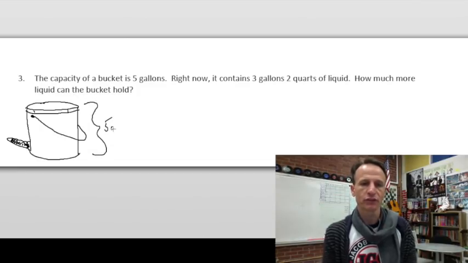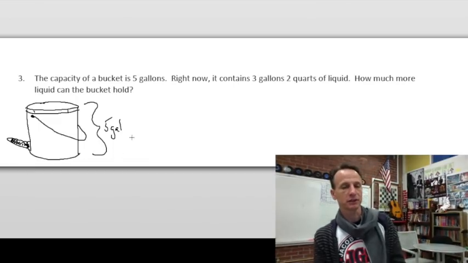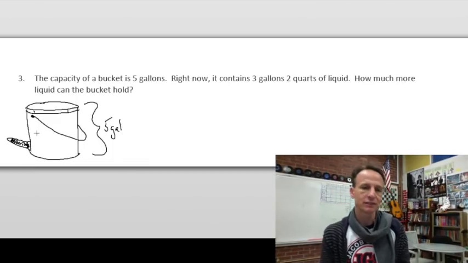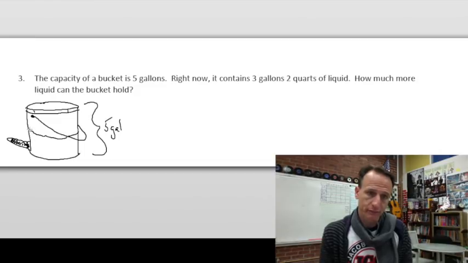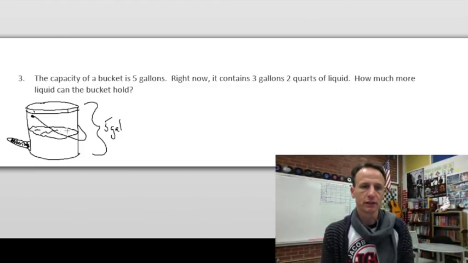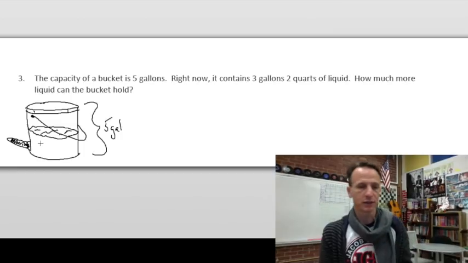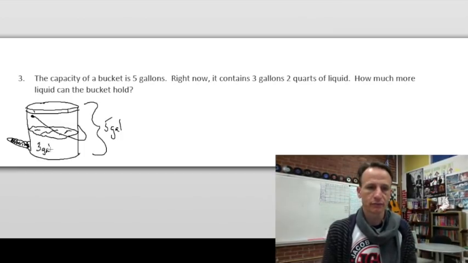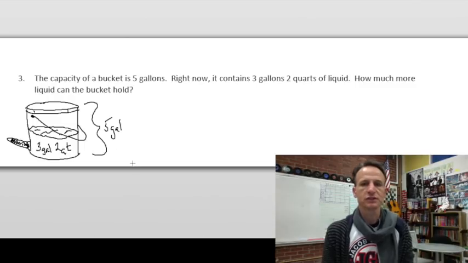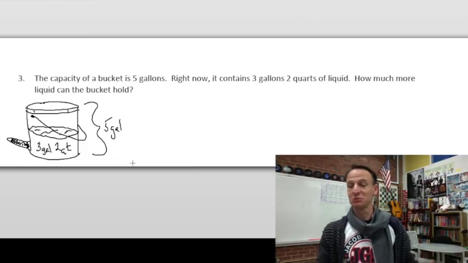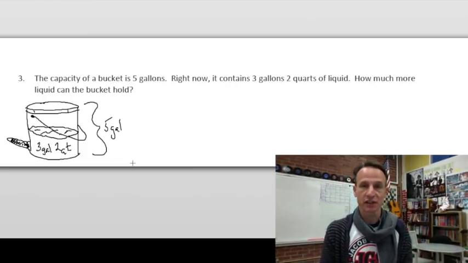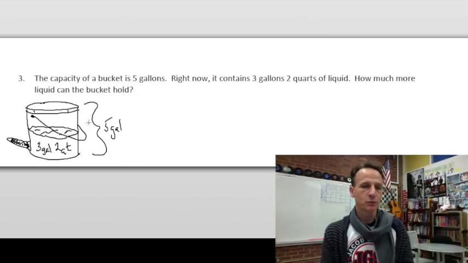All right, so the capacity of the bucket is 5 gallons. So this bad boy holds 5 gallons, which is actually what this size bucket does contain. Right now, it contains 3 gallons, 2 quarts of liquid. So again, I'm going to do a curved line. This is a clear plastic bucket, okay. So here's our liquid in there, and this has 3 gallons, 2 quarts of liquid. I love that they are not specifying what exactly this liquid is. Could be water, could be gasoline, could be ferret juice. We don't know. How much more liquid can the bucket hold?